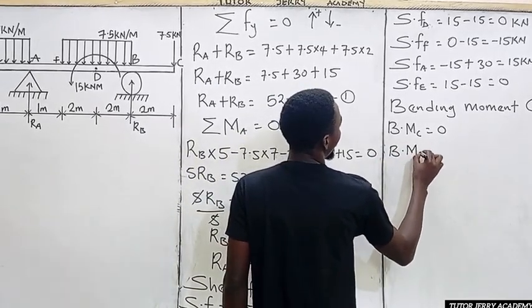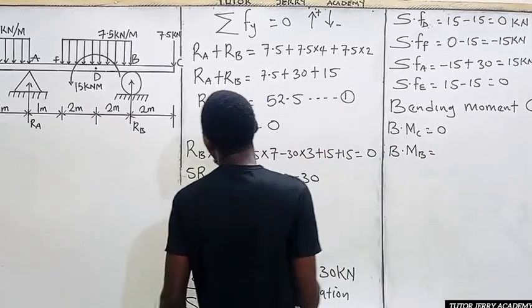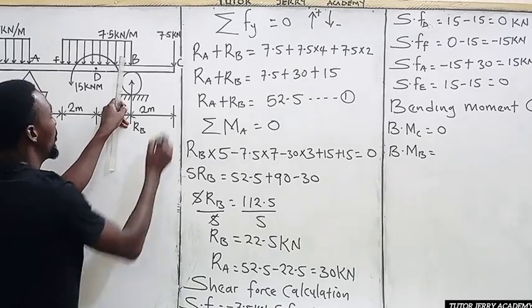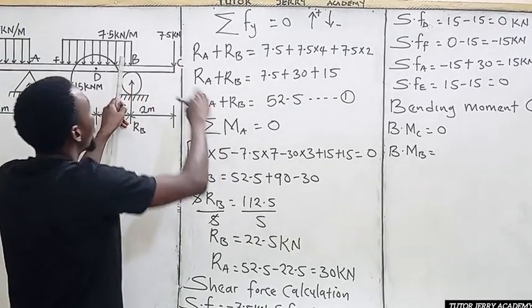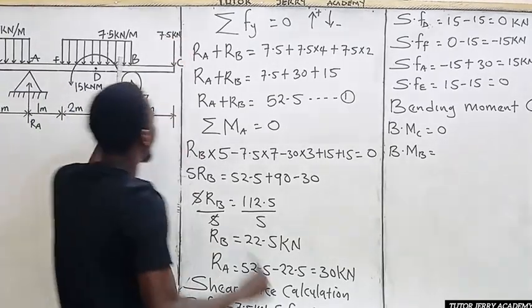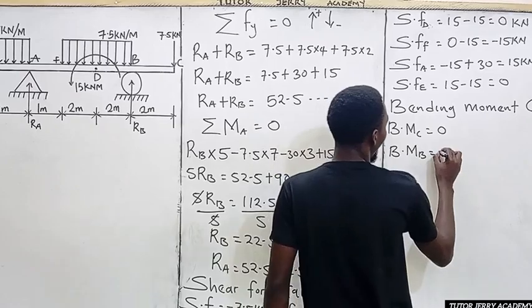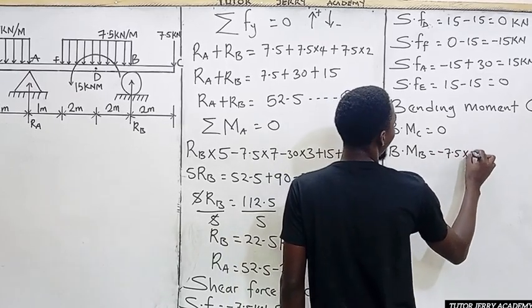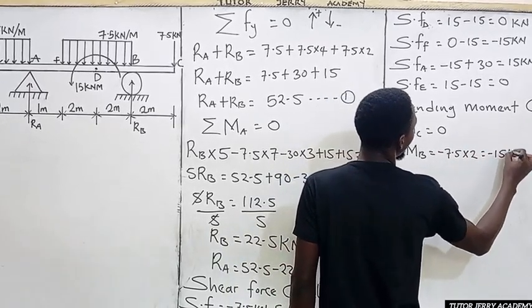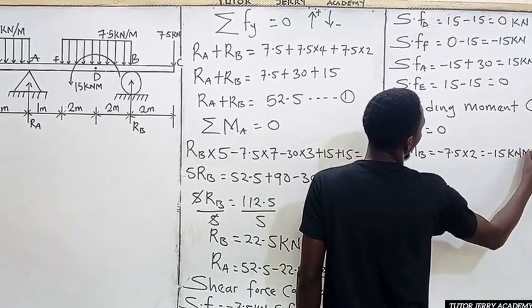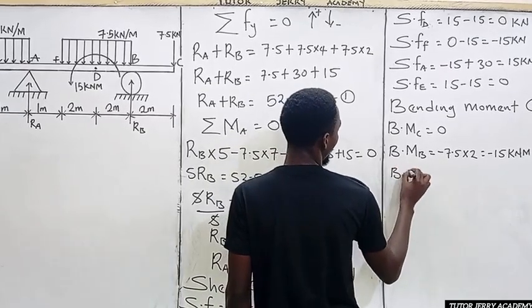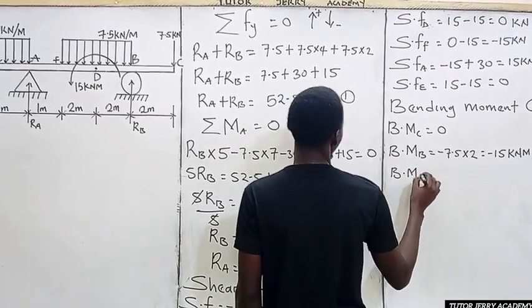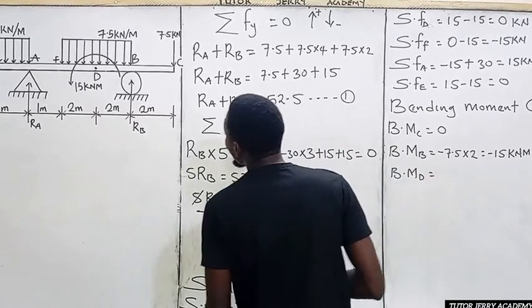Bending moment at point B will be equals to, now if we stand at point B, we're going to have this force, then multiply by the what? The distance. And don't forget, this one is a downward force, that is negative. So negative 7.5 multiplied by 2, we are going to have negative 15 kilonewton meter. All right. So now the next one is the bending moment at point D. All right, the bending moment at point D.